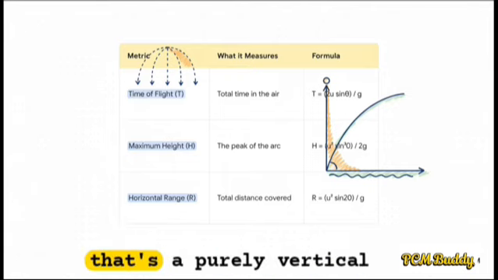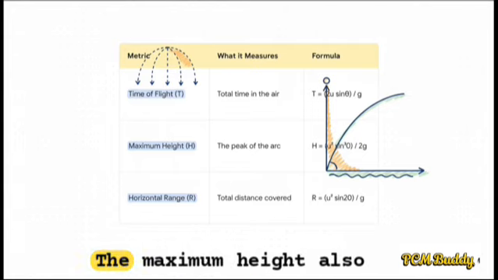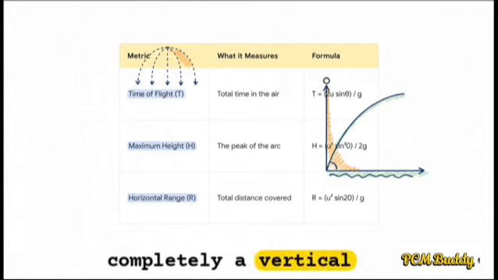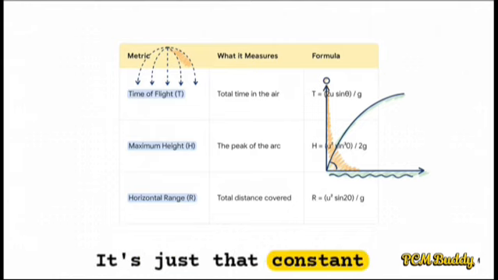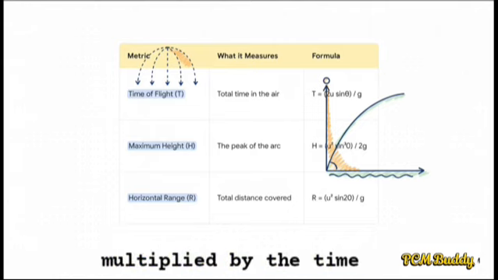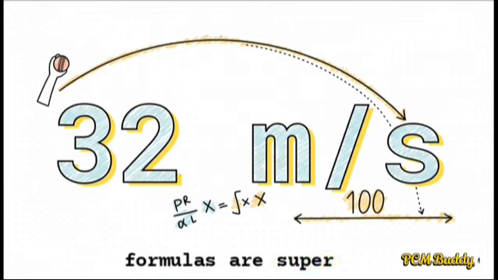The time of flight, that's a purely vertical story. It's all about how long gravity takes to do its thing. The maximum height, also completely a vertical story about that upward journey. But the horizontal range, R, that's where the 2 stories finally meet. It's just that constant horizontal speed multiplied by the total time the object spends in the air. And believe me, these formulas are super powerful.